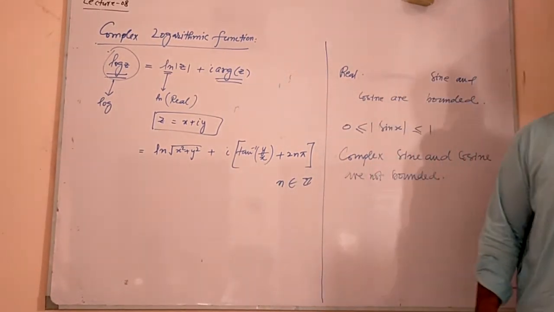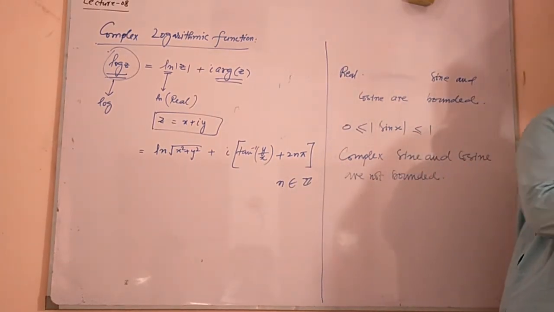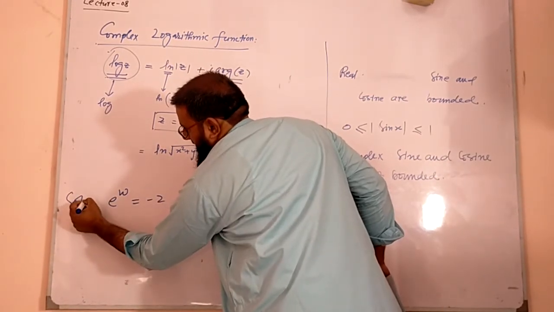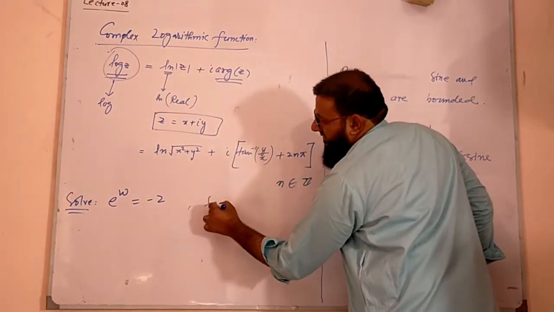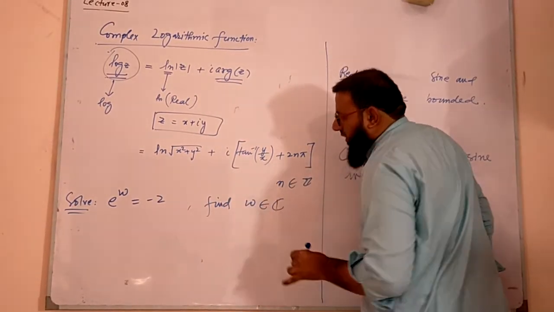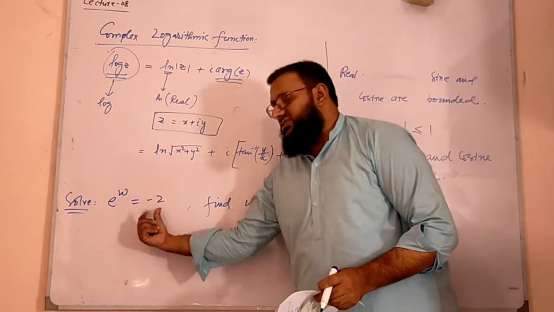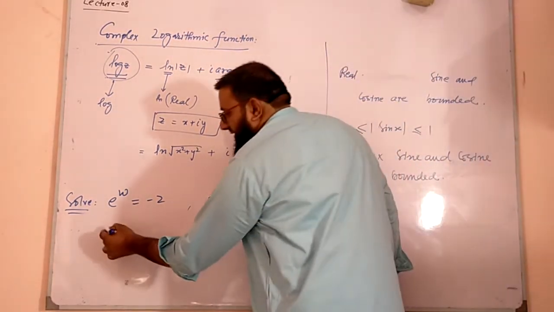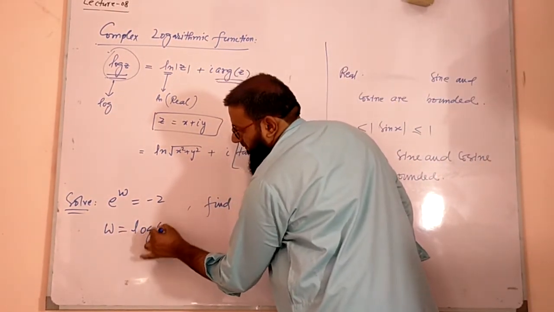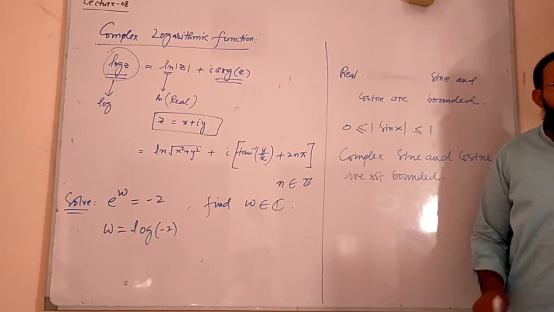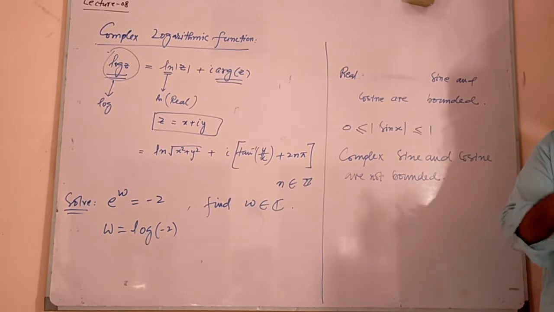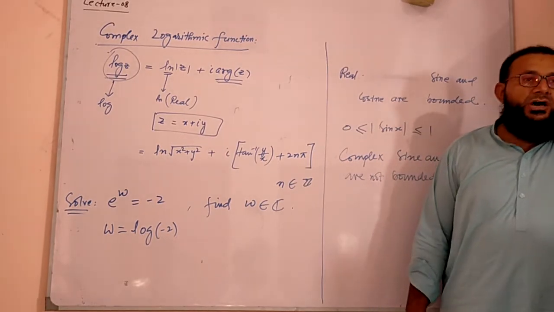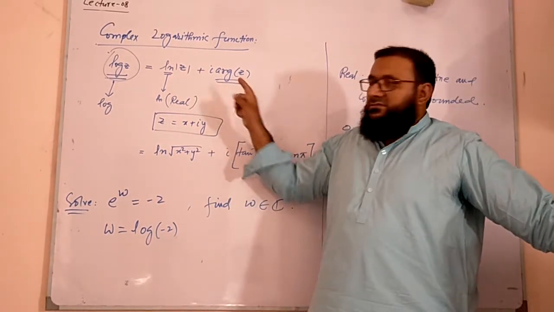But can you tell me how can I solve this equation? Let's say it means I have to find some w in the set of complex numbers to satisfy this condition. And how can I find those w's? You know very well I can write this in this form. Am I right? If you take log on both sides, you are done. Now you have to find the logarithm of -2. That's all. And how can you find that? By applying this particular formula.